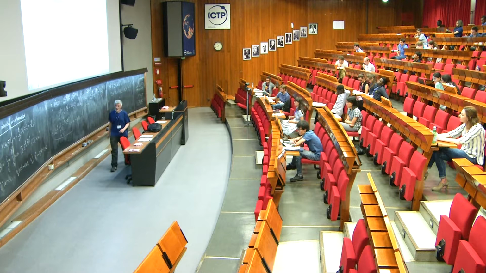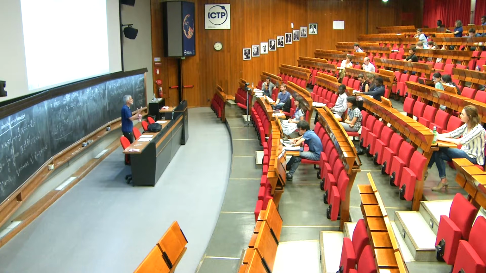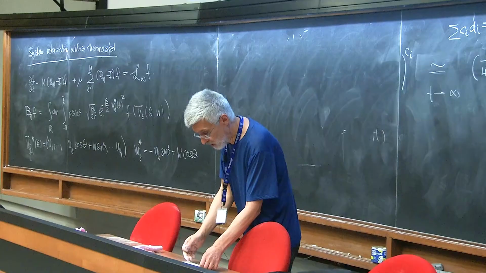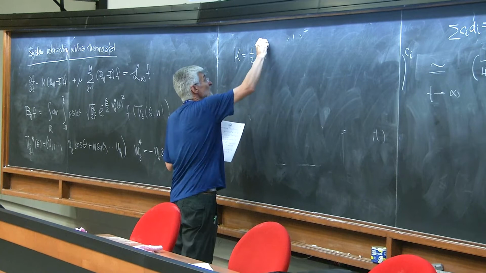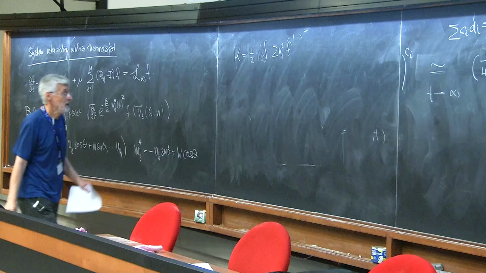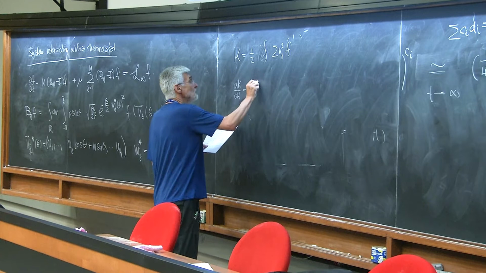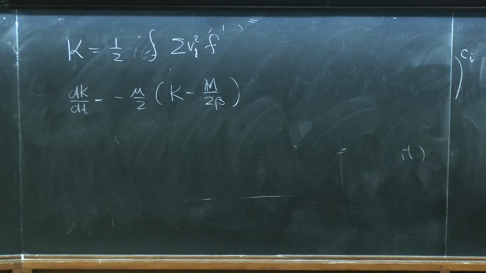So that's the system. Now you ask yourself, that should have good properties, right? Because when you have the small system interacting with the thermostat, you should really see how it goes towards equilibrium, and it should do so fast. So here are the facts. First, a little observation: the energy is not conserved anymore, of course. When you calculate the kinetic energy, that's 1/2 the integral of the sum of the Vj squared integrated against f, the solution of this equation, you can figure out that dK/dt equals minus mu over 2 times K minus n m divided by 2 beta. And this is what people know as Newton's law of cooling.